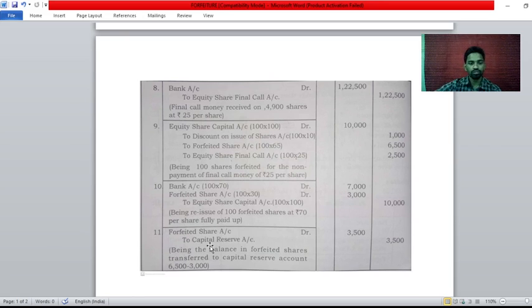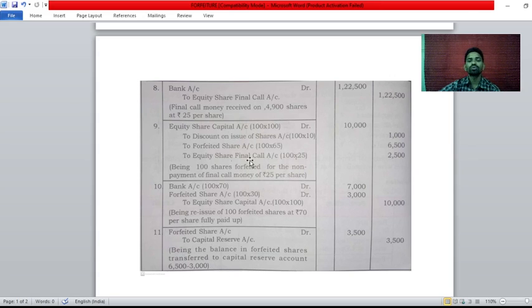Now forfeited shares account debit 3,500 to capital reserve account credit rupees 3,500. This is the forfeited shares 6,500 minus the forfeited shares loss 3,000. 6,500 minus 3,000 leaves 3,500, being the balance in forfeited shares transferred to capital reserve account.